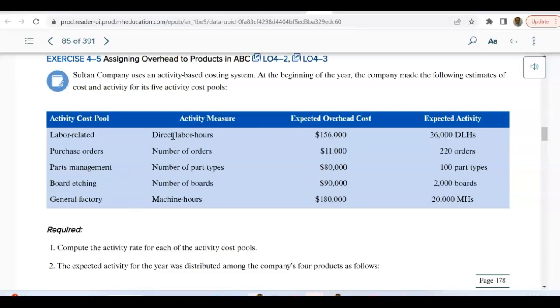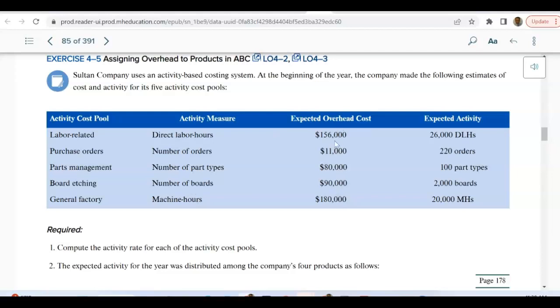The activity measure, or cost driver, for labor is direct labor hours. For purchase orders, it is the number of orders. For parts, the number of parts. For board etching, the number of boards. And for general factory, we use just machine hours. That's fine. If they believe that's a good one, we stay with that.